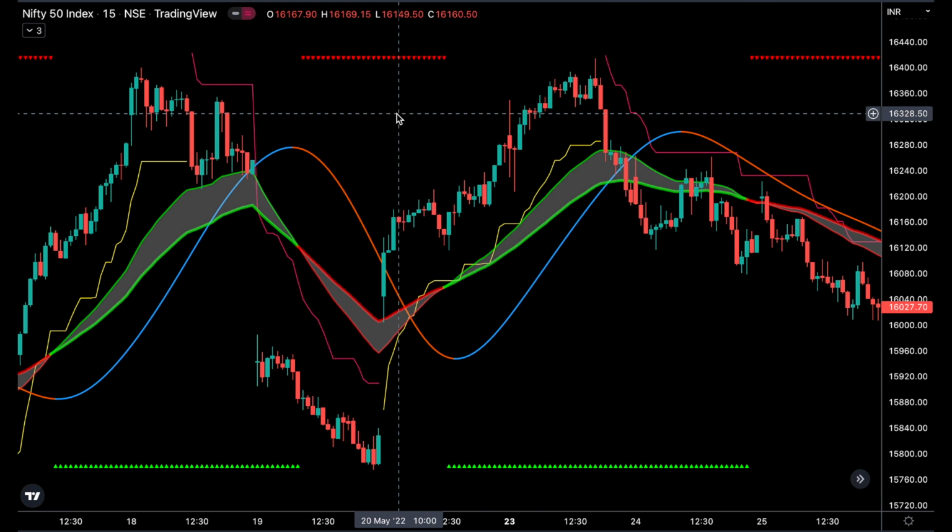The best way is to check the strategy on different time frames first. For me, what works best is 15 minutes and 45 minutes, as I have shown you over here.